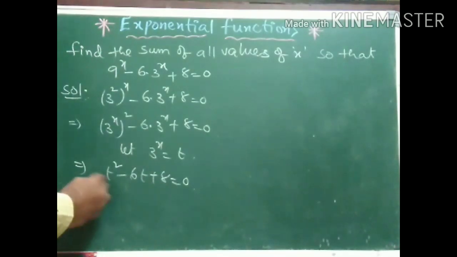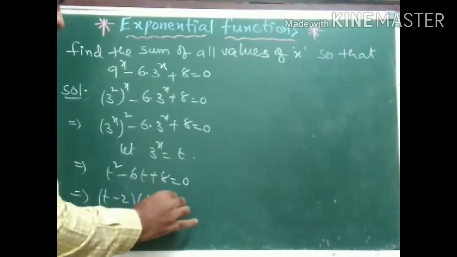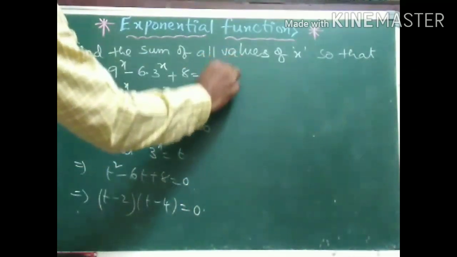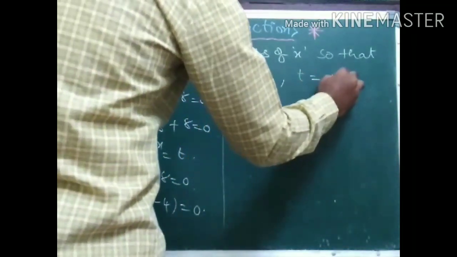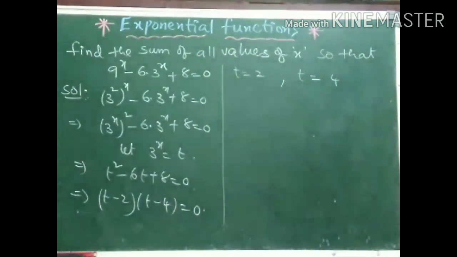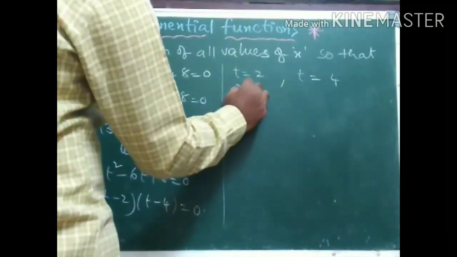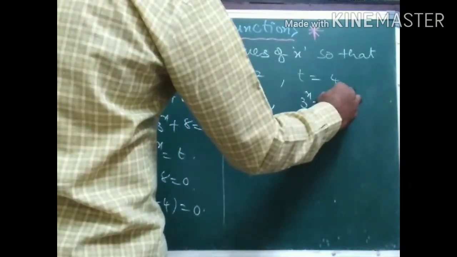Once again the factors are (t minus 2) and (t minus 4), which is equal to 0. So now what we got here, t is equal to 2, t is equal to 4. So one of the values is t is equal to 2 and one more value is t is equal to 4. But t is nothing but 3 power x. So 3 power x is equal to 2 and 3 power x is equal to 4.